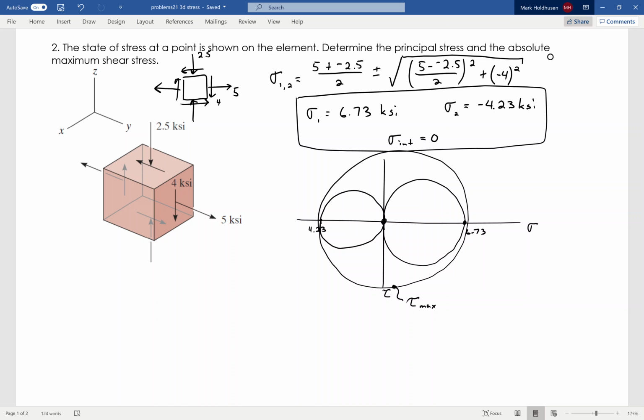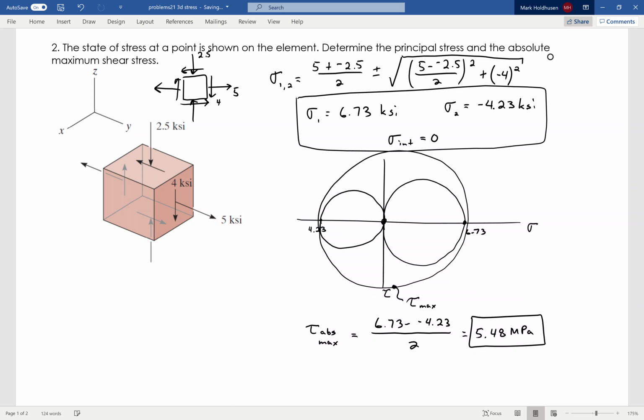I need to find which one gives me the largest radius, which will have the maximum, the absolute maximum shear stress. Okay, and again, that's just going to be 6.73 minus a negative 4.23 divided by 2 to find that radius, which will correspond to that absolute tau max, which is going to be 5.48. And again, stuff isn't super complicated. A lot of it is plug and chug.